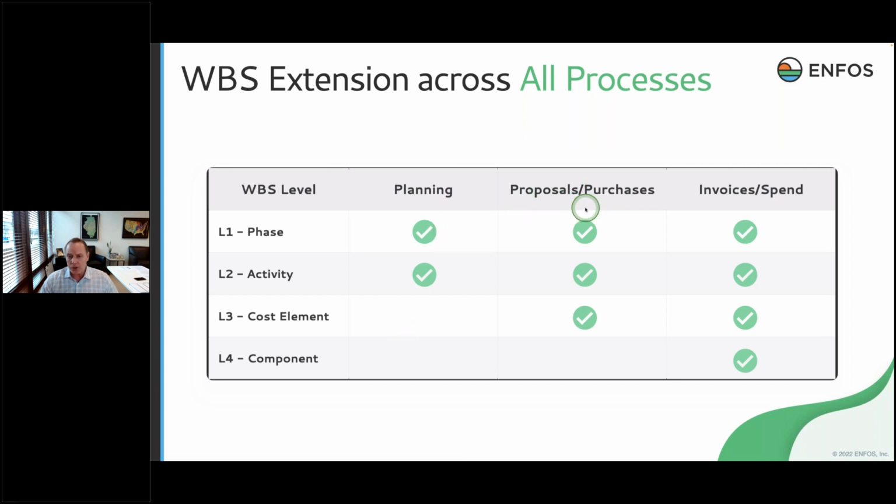When I get closer to doing the work and I'm going to make a work commitment to a consultant, contractor, or lab, I expect there to be a proposal that gets submitted, and I expect that to be lined up with my plans, and then it ultimately will be approved as a purchase. The WBS extension usually goes deeper on the work proposal and the purchase, right?